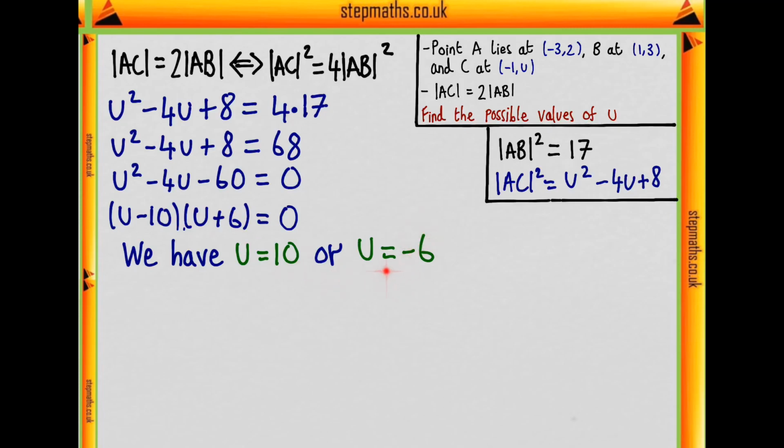Are both these solutions valid because we're working with distances? Well, yes, because U isn't a distance, U is just a coordinate. So U can happily be negative and we're absolutely fine. So from this, we deduce that our answer is D, as this matches with option D in the multiple choice.